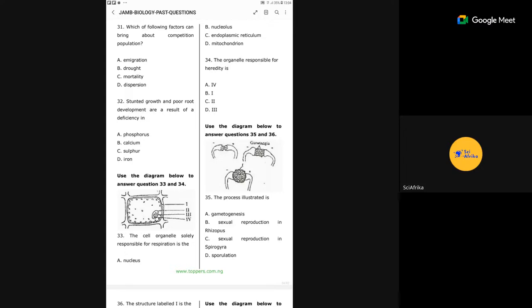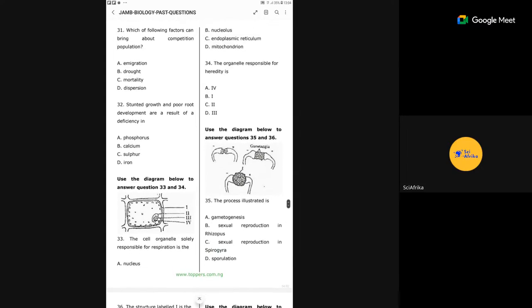Why? Mitochondrion is the powerhouse of the cell. It is the part where we have cellular respiration. It is the part where energy is stored as ATP. So because of that feature, it is used as what? As the respiratory part of the plant cell.